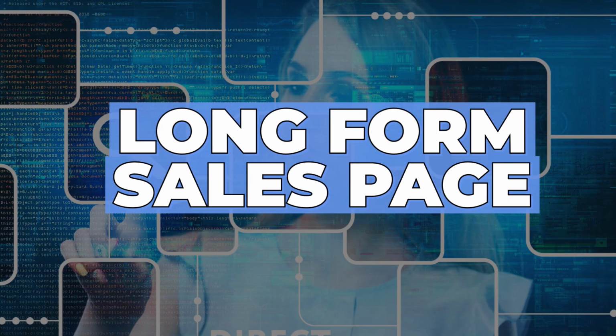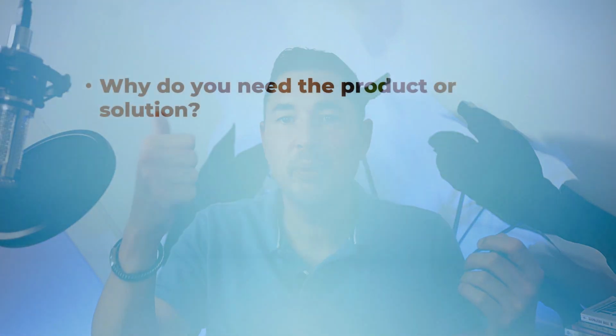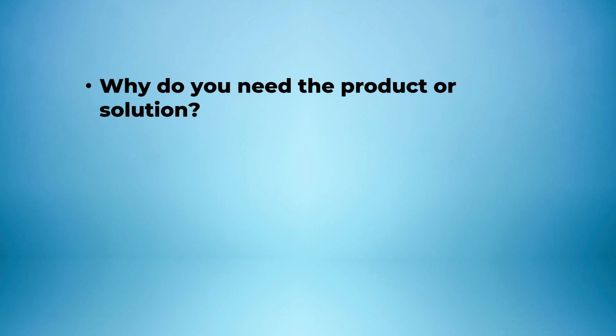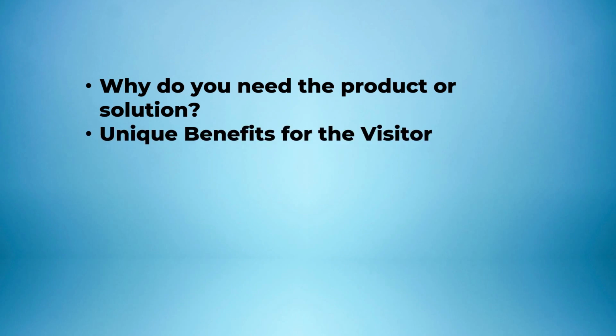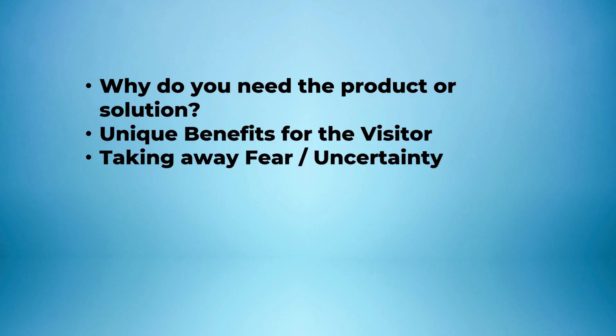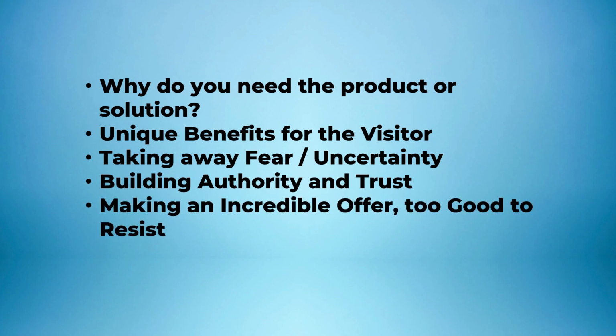Next to the short form sales page, you have, of course, the long form sales page. In a future video, I'll explain the classic long form sales page in more detail, as it has a few common elements that you can choose to build one. A long form sales letter is designed to offer the visitor the required information in such a way that it explains why the visitor needs the product or solution, what the unique benefits are for that specific visitor, taking away fear or uncertainty, building authority and trust, making an incredible offer that is almost impossible to resist by using bonuses, injecting scarcity and FOMO, or fear of missing out.